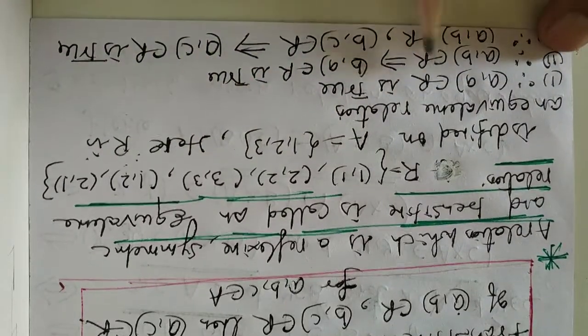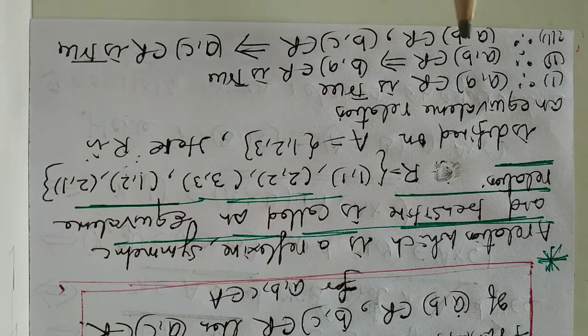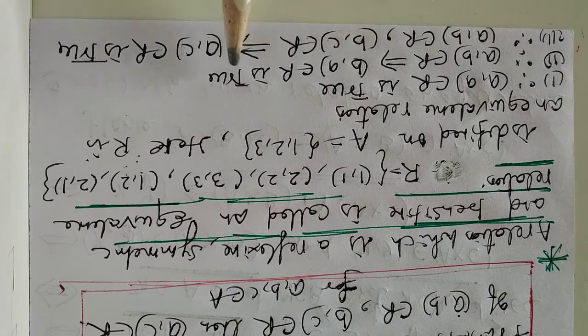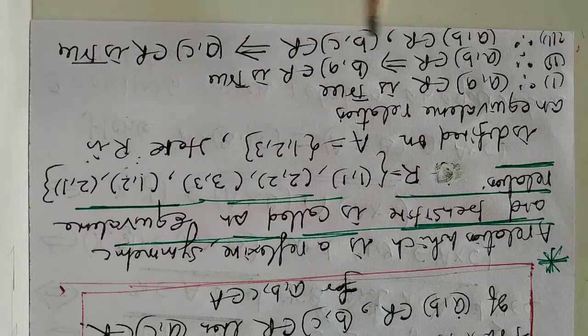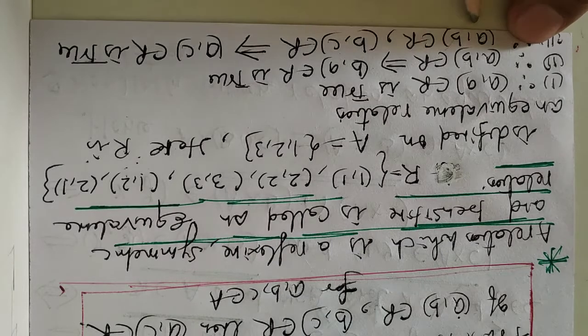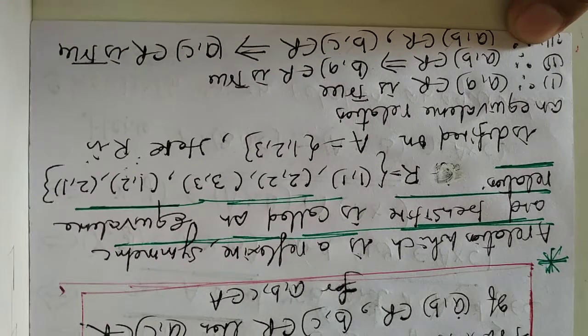Just once more, recall the definition of equivalence relation. (a, a) belongs to R is true. (a, b) belongs to R implies (b, a) belongs to R is true. (a, b) belongs to R and (b, c) belongs to R implies, b and b cancelled, (a, c) belongs to R. This is called transitive relation.